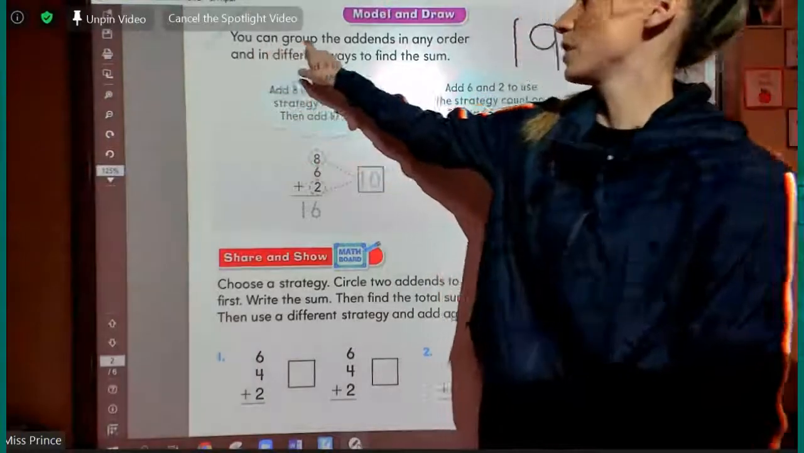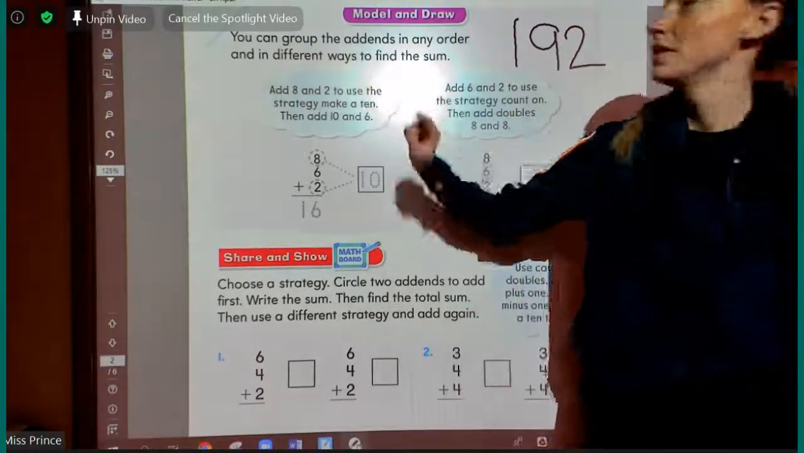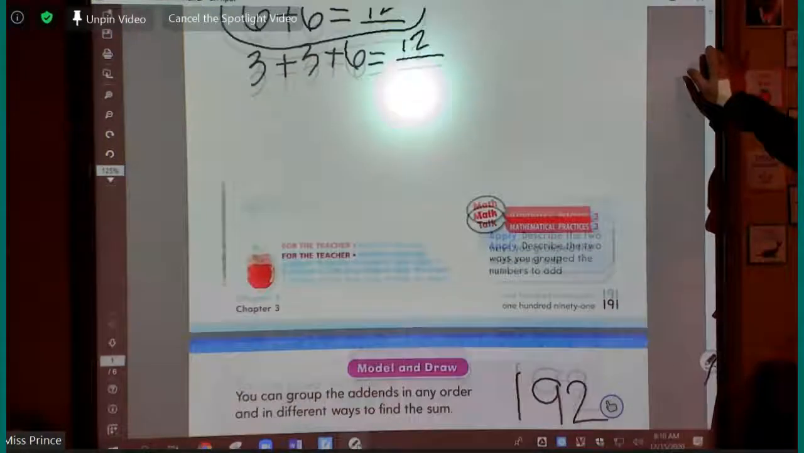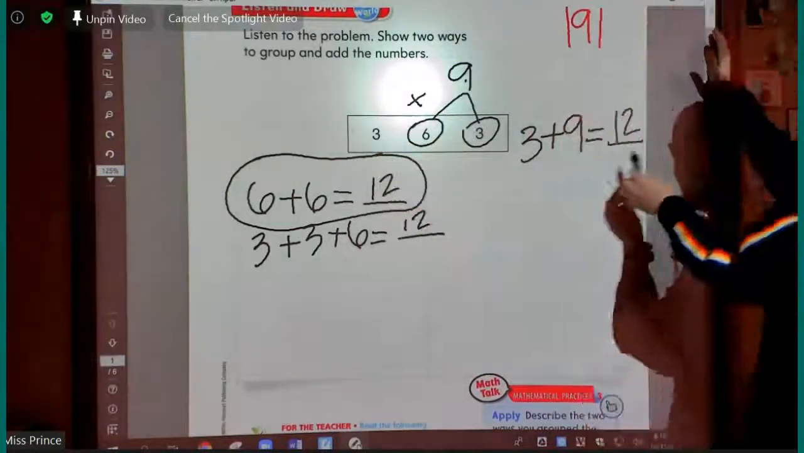This says, you can group the addends in any order and in different ways to find the sum. That is exactly what we just did right here. We grouped them in different ways, but we still got the same sum.